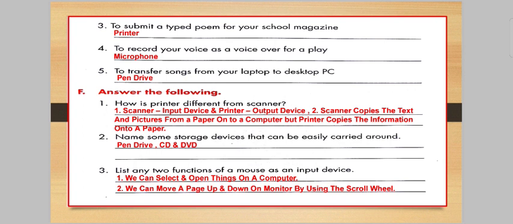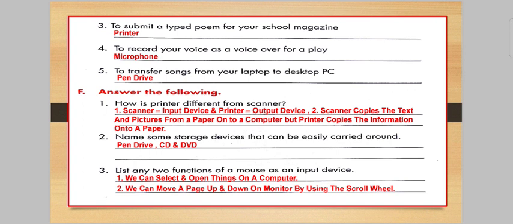Next is answer the following questions. How is a printer different from a scanner? First, scanner is an input device and printer is an output device. Next, number 2, scanner copies the text and pictures from paper onto a computer, but printer copies the information onto a paper. So these are the two main differences between a scanner and a printer.